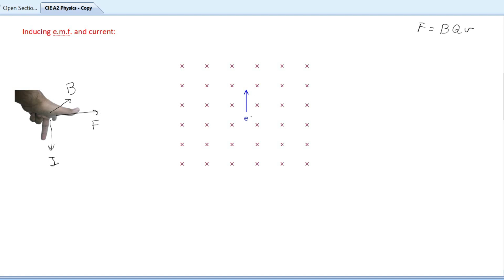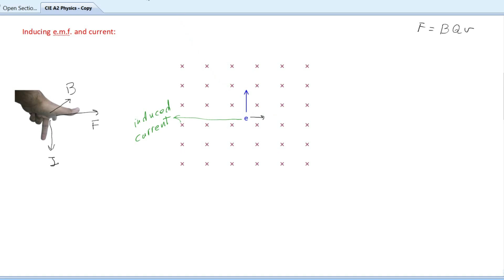So if this electron moves to the right, you would have an electric current to the left, in addition to the current due to the motion of the electron. So now you have two currents. And this new current is what we call the induced current. This is due to the motion inside the magnetic field and the electron moving to the right, so the induced current is to the left, opposite to the motion of the electron.